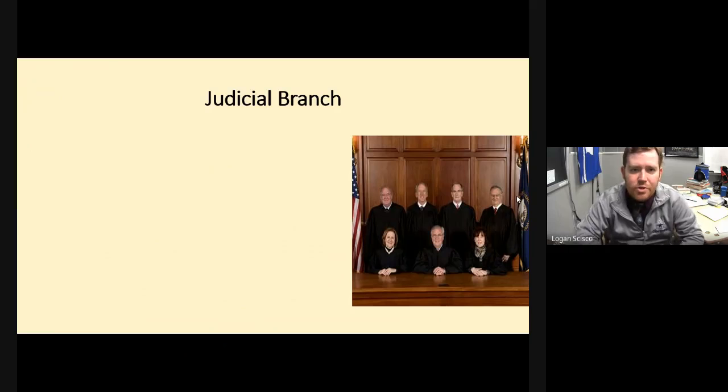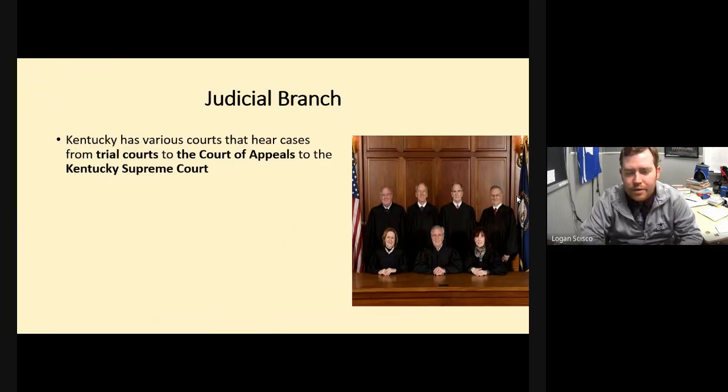Finally, let's talk about the judicial branch. So what can the judicial branch do in the state? Well, Kentucky has a variety of different courts, and I'll show you a diagram at the end of these notes to kind of go through this. And if you have me for law and justice, you've heard some of this already.